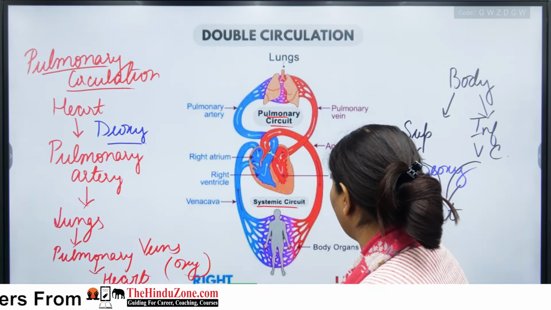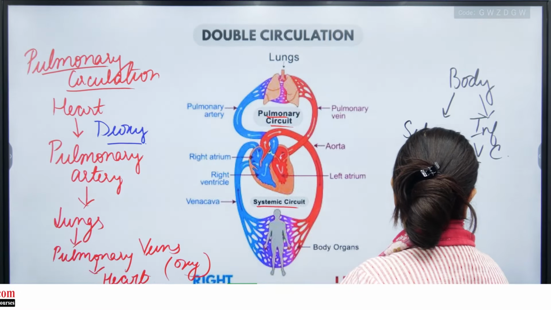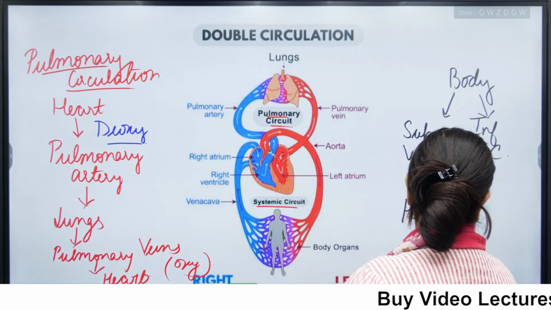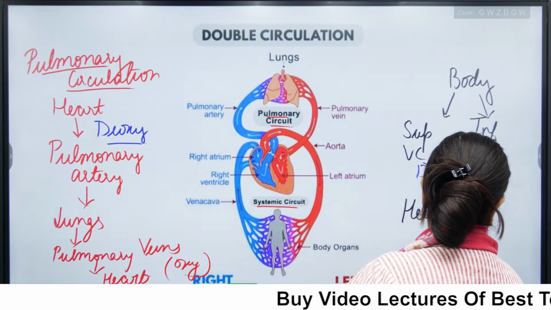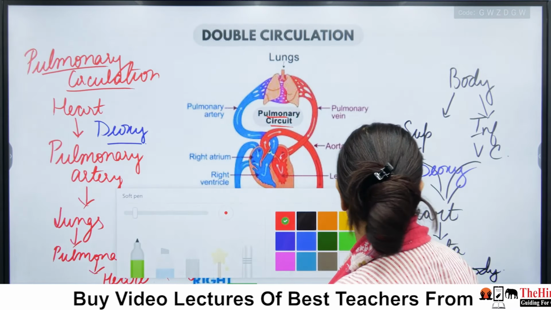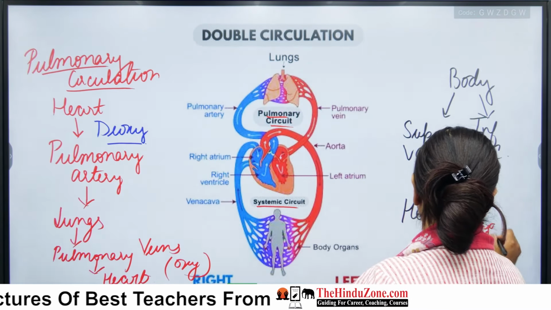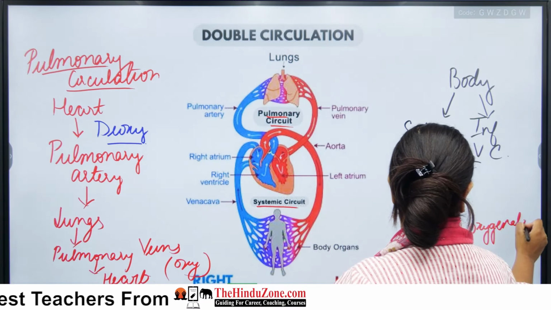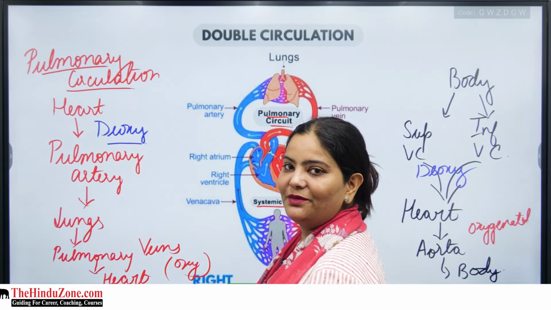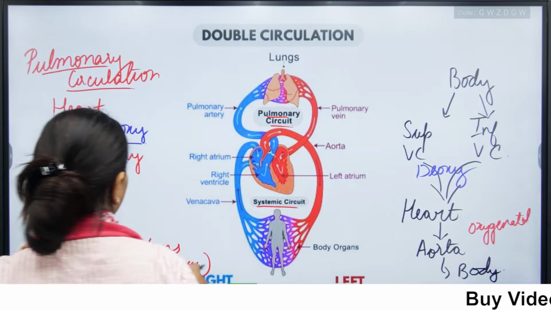Okay. Now again, from the heart it goes into the aorta, and through the aorta it goes back to the body, right? And this time the blood is oxygenated blood, correct? So wonderful. So this is actually double circulation.